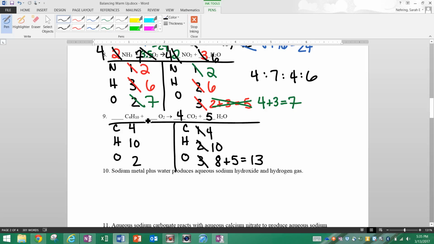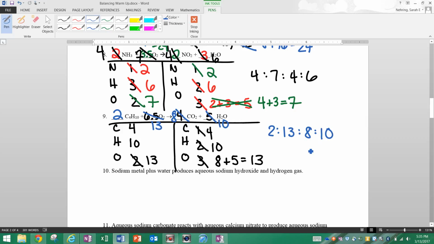Life would be great if I could just make this number a 6.5, because 6.5 times 2 is 13, then I would be all balanced. I can't have half of a molecule, though, so I'm going to have to go through and double everything. So 1 becomes a 2, 6.5 becomes 13, 4 becomes 8, and 5 becomes 10. So again, our ratios here are 2, 13, 8, 10 is what we're looking at there.